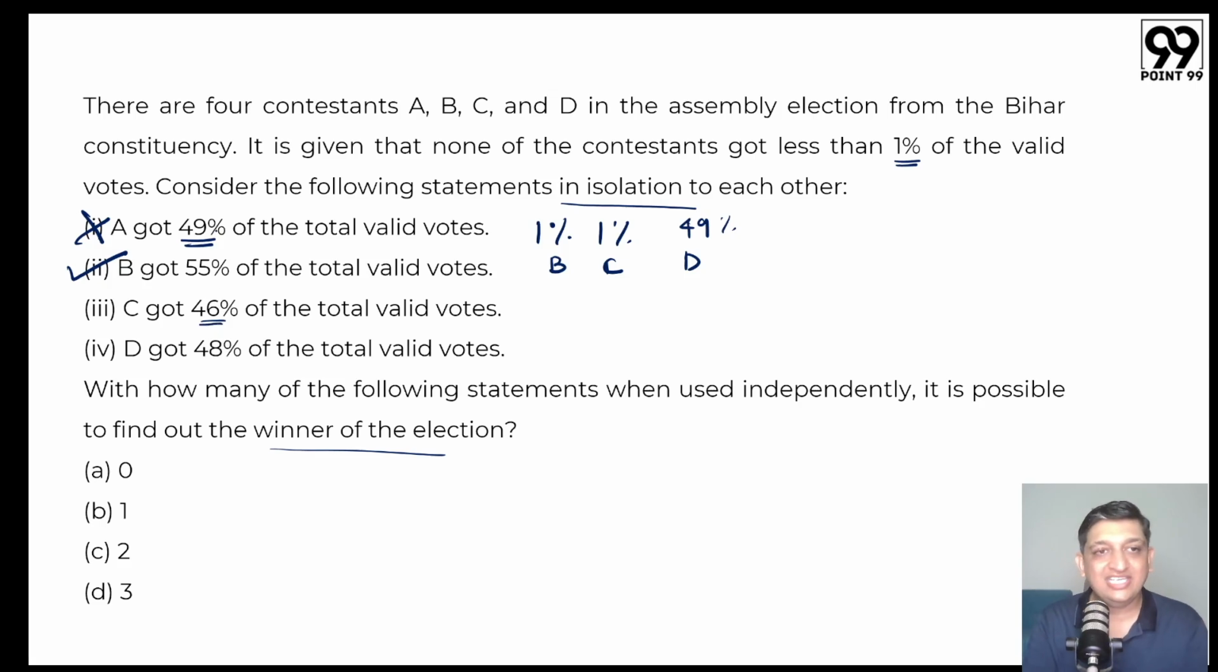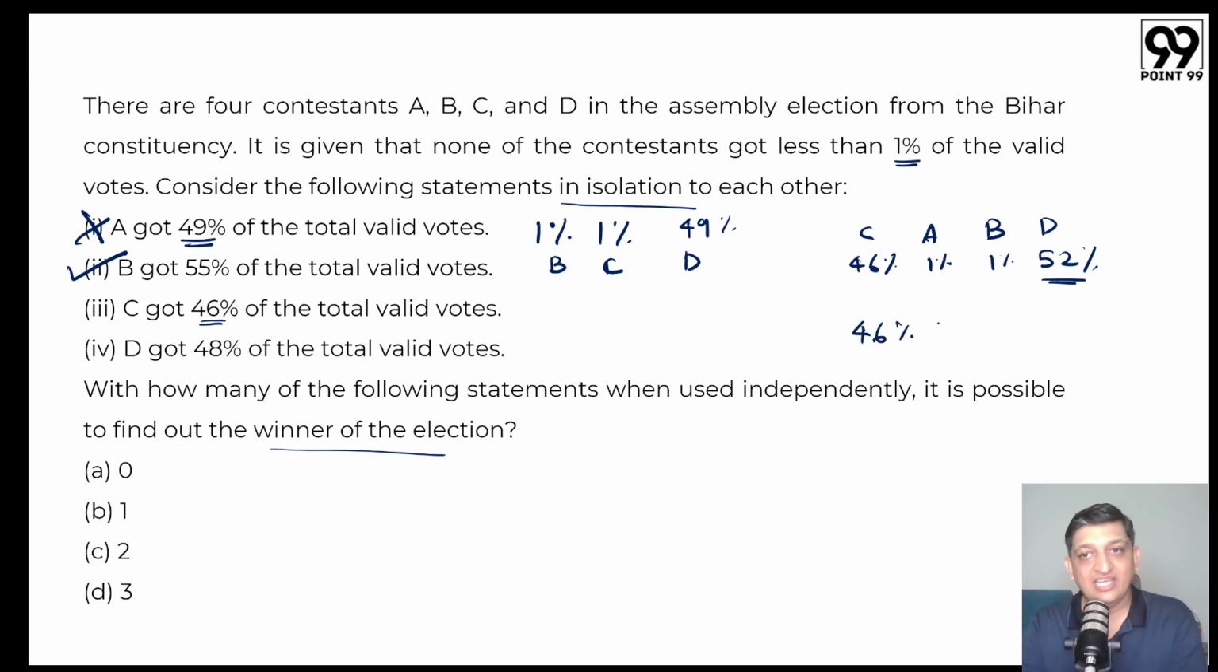Now, if I cannot say whether A won the election or not with 49% votes, I'll definitely not be able to say who won the election if C got 46% of the votes. Because if C gets 46%, let's say A gets 1%, B gets 1%, then in that case, we are going to get D winning the election by 52% votes. But if C gets 46%, let's say A gets 20%, B gets 20%, and D gets 14%, then C would have won the election. So we can't really say who would have won the election on the basis of statement 3.